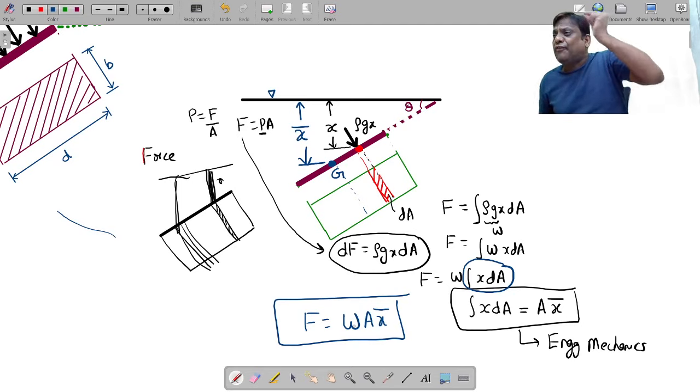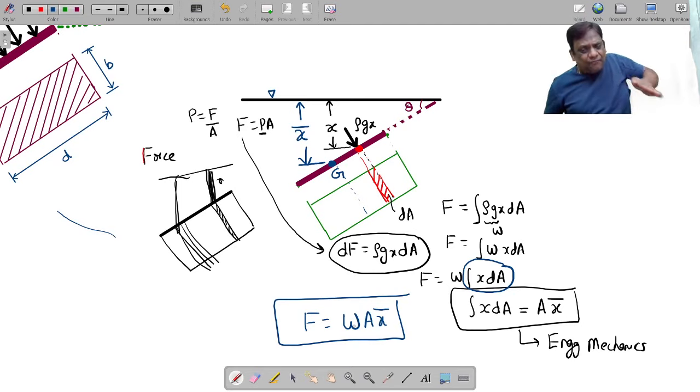W is the specific weight of the fluid, which can be written as rho into g. A is the area of that surface. X bar is the vertical distance of the center of gravity from the free surface.